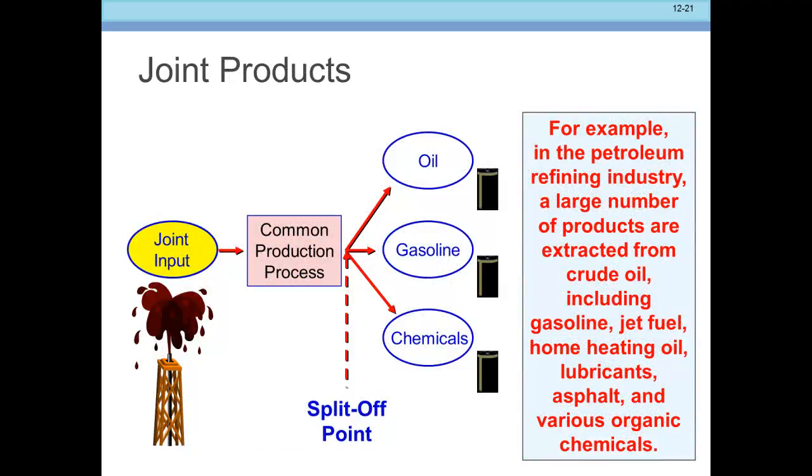In the petroleum refining industry, a large number of products are extracted from crude oil, including things like gasoline, jet fuel, home heating oil, and lubricants. We have a single raw material or input of crude oil, and at various times throughout the manufacturing process, we reach split-off points for the various end products. So a company would want to know which end product is most profitable, so they could emphasize that production over others.